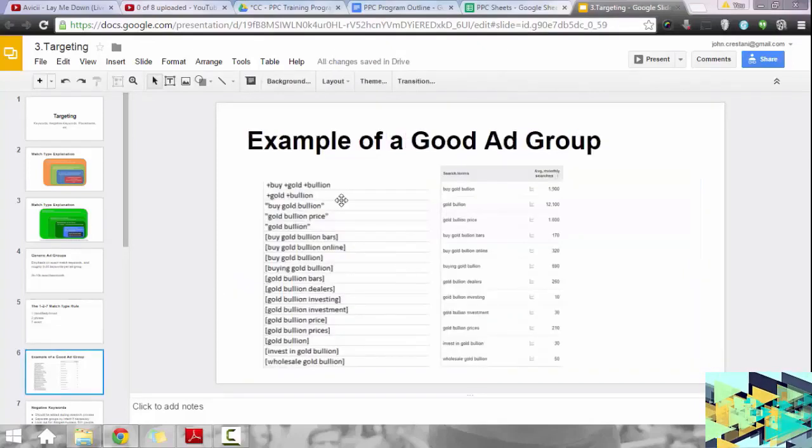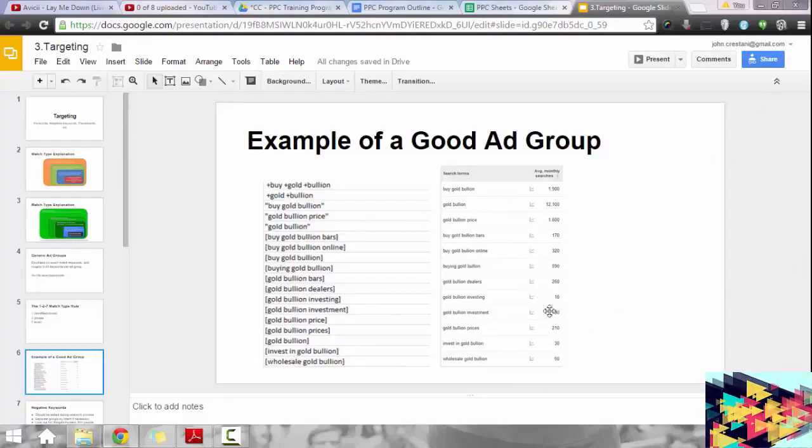Here's an example of a good ad group. In this case, I have 2 modified broad keywords. I have gold bullion, which is really the main modified broad keyword in this group. And notice I put buy gold bullion in just because it has a lot of search volume. I have a couple phrase match, which are the most popular search terms, such as gold bullion price and gold bullion itself, and then buy gold bullion. And then I have a bunch of exact match, which have lesser volumes.